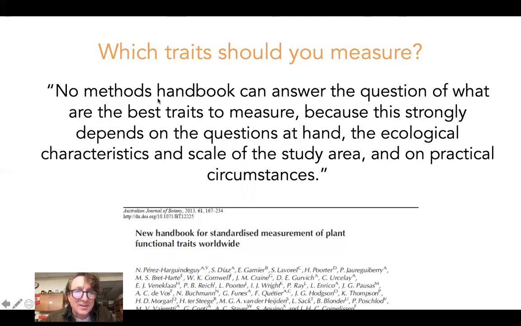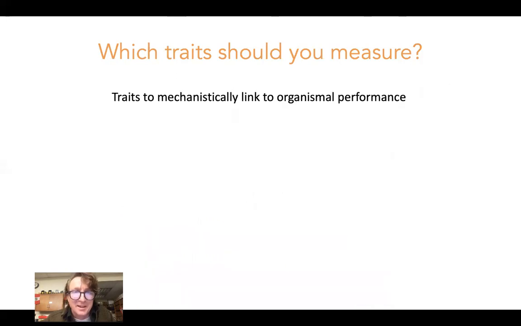It says, "No methods handbook can answer the question of what are the best traits to measure, because this strongly depends on the questions at hand, ecological characteristics of the scale of the study area, and on practical circumstances." Okay? And so often, when students start out wanting to do trait-based measures, they ask, well, what trait should I measure? It's like, well, it totally depends. And it depends on many things.